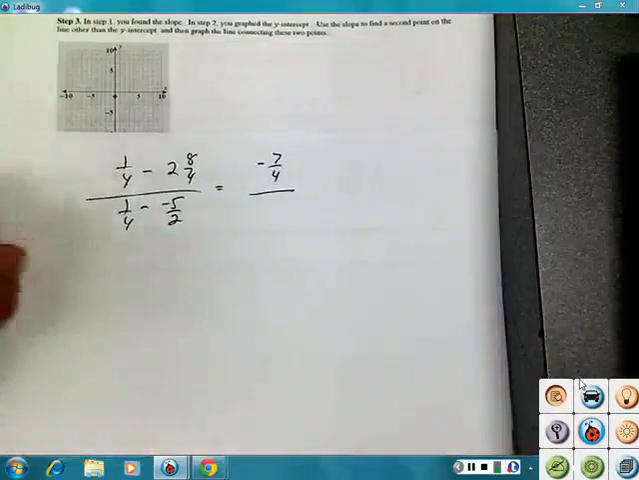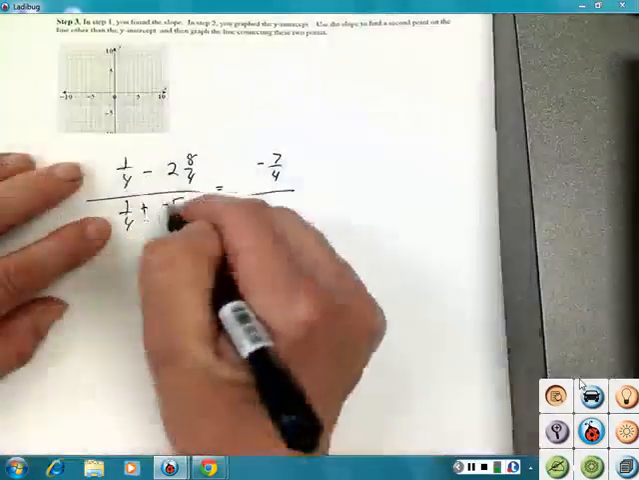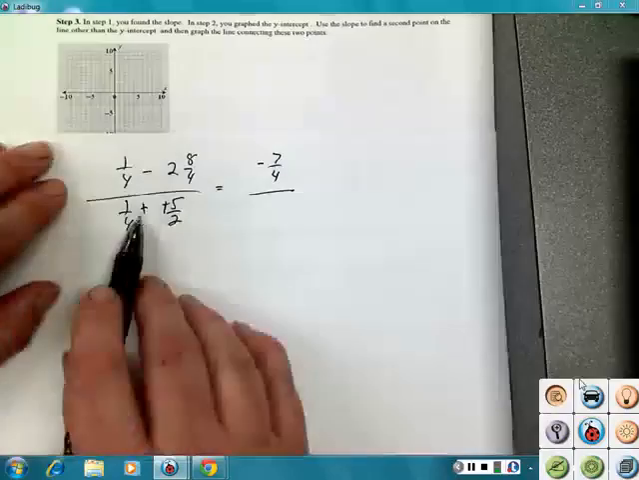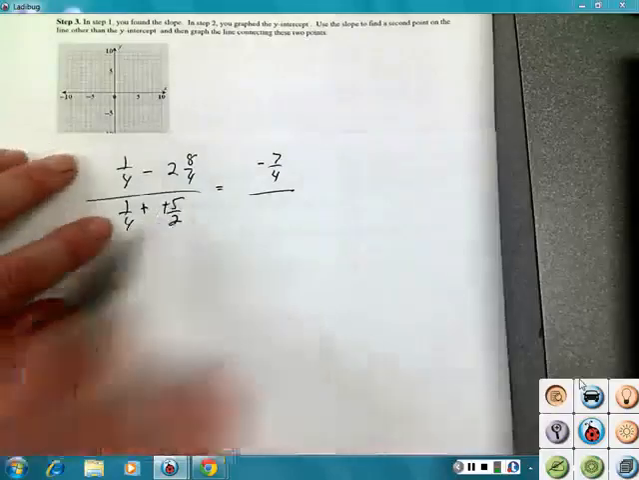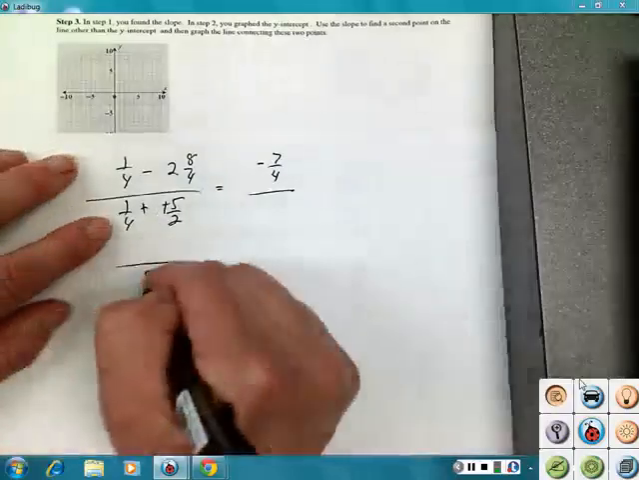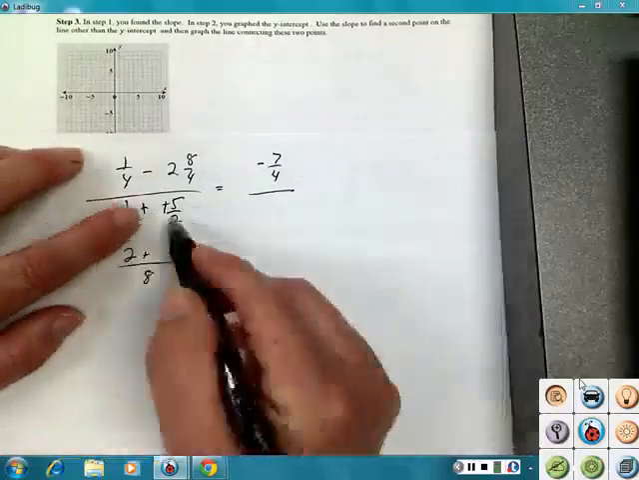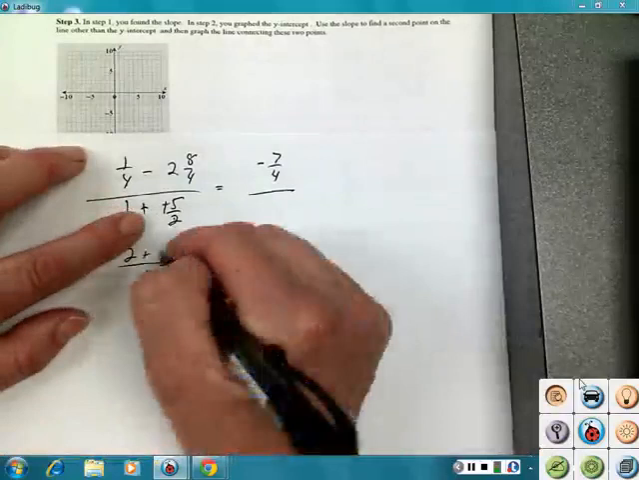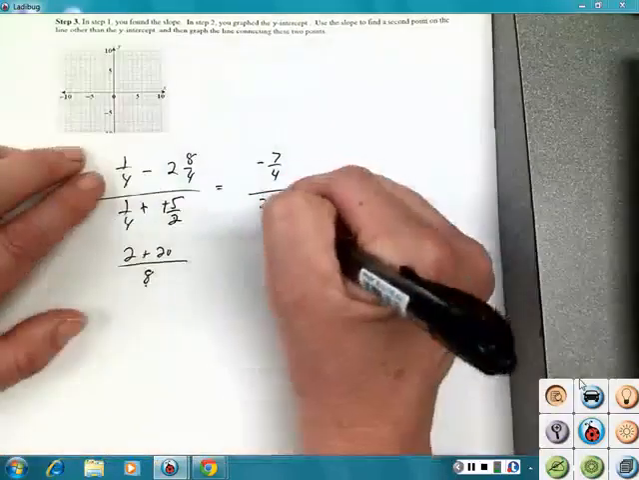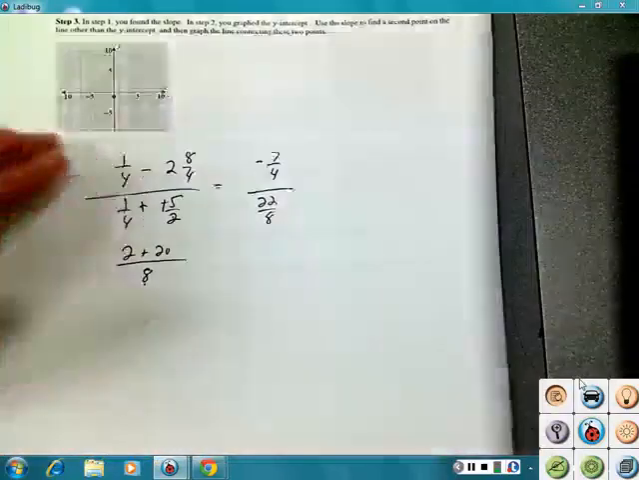Mm-hmm. Okay. Bottom, change my sign, so it's going to be a plus because the subtraction changes the addition, the sign on the 5 halves changes. So my common denominator is 8. 4 goes into 8 twice, 2 times 1 is 2. 2 goes into 8, 4. 4 times 5 is 20. So I get 22 eighths on the bottom.